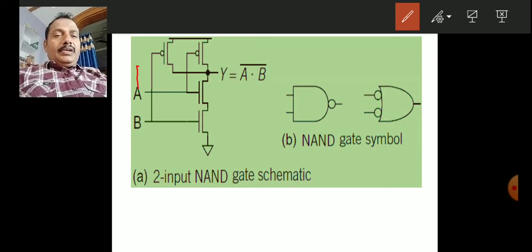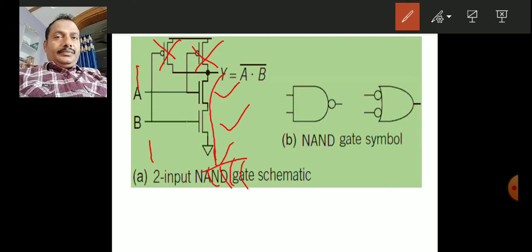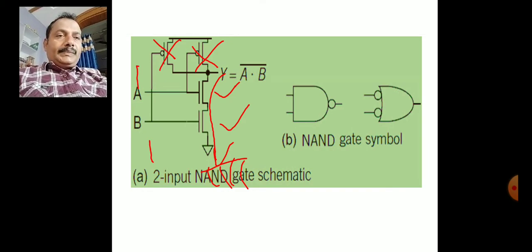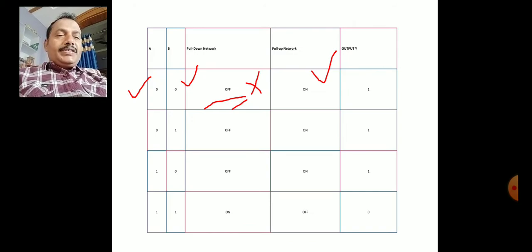Let us consider the 1 1 combination. Here is the 1, here is the 1. That means both are 1, so this is not conducting, this also does not conduct. Only these two are conducting. Two are conducting means Y is connected to ground. So like this is the truth table. I just explained, the same truth table holds good.